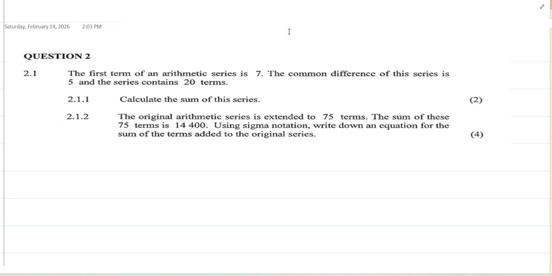Today we'll be looking at the DBE 2024 question 2, which is the sequence and series, and also question 3. So now let's dive into question 2.